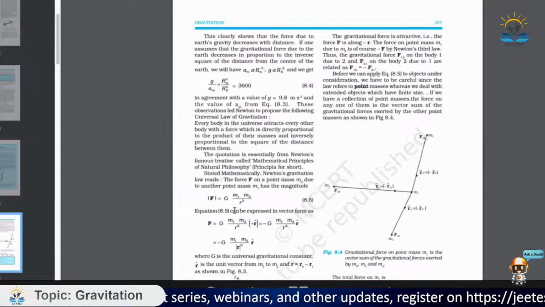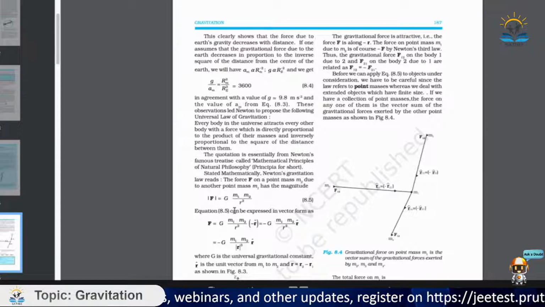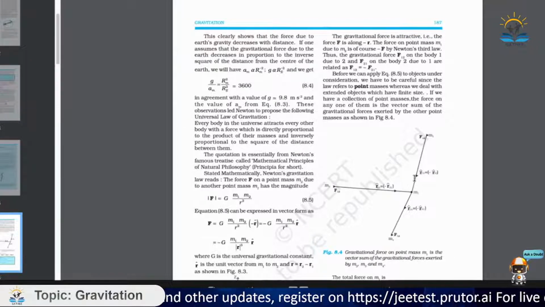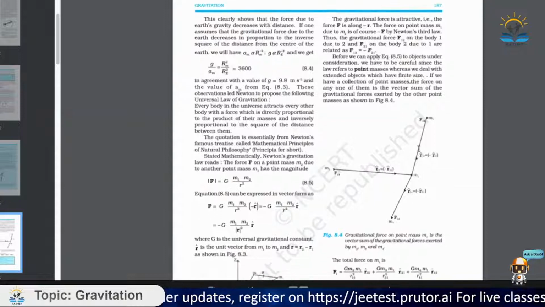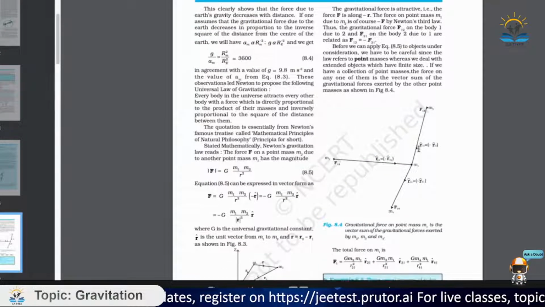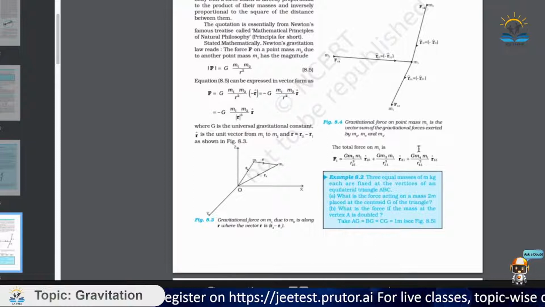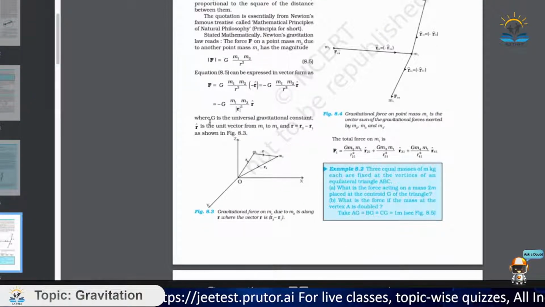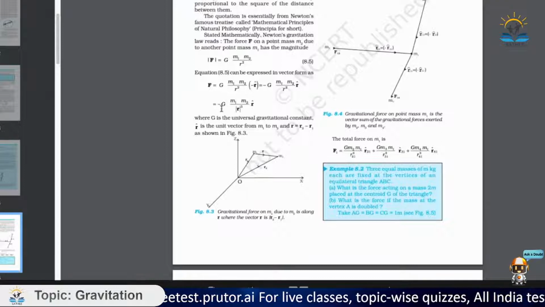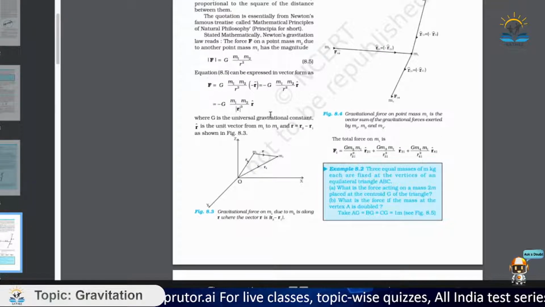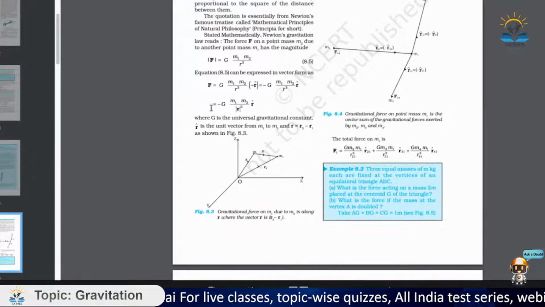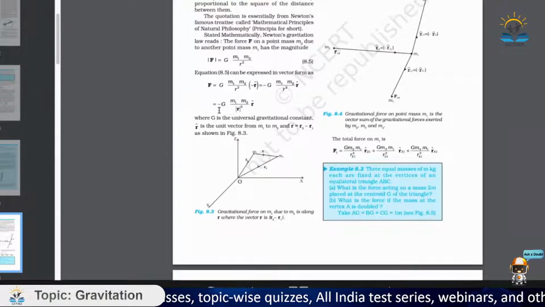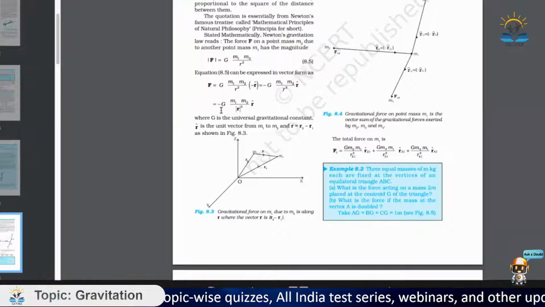And here is a vector diagram showing the forces between two bodies, m1 m2 m3 and m4. Okay, since the force is attractive in nature, if we see the vector representation of the force, we see a negative sign here, which denotes that the force is attractive in nature.